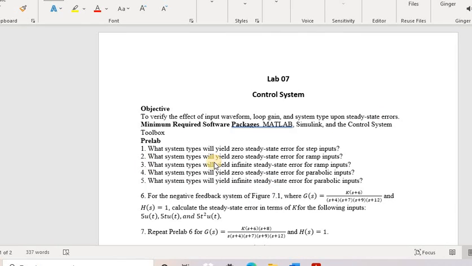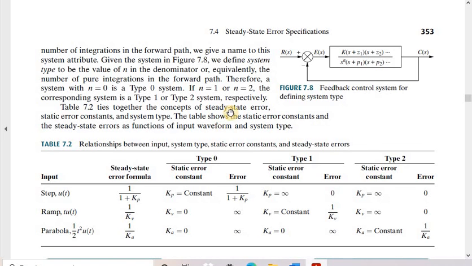These five questions, you can easily answer if you go to your book, page 353. There's a table. You can use this table to answer the questions. For example, if we look at the step input and type 0, you have a constant error. But if you look at type 1, you have zero error. Type 1 means you have a single integral. So you can answer the first question.